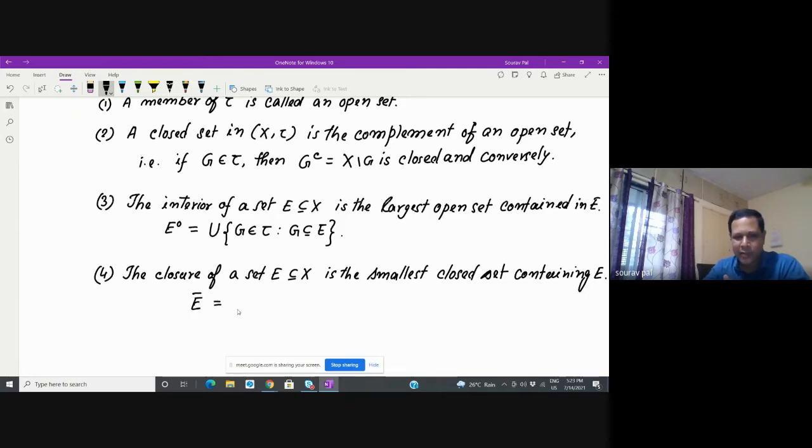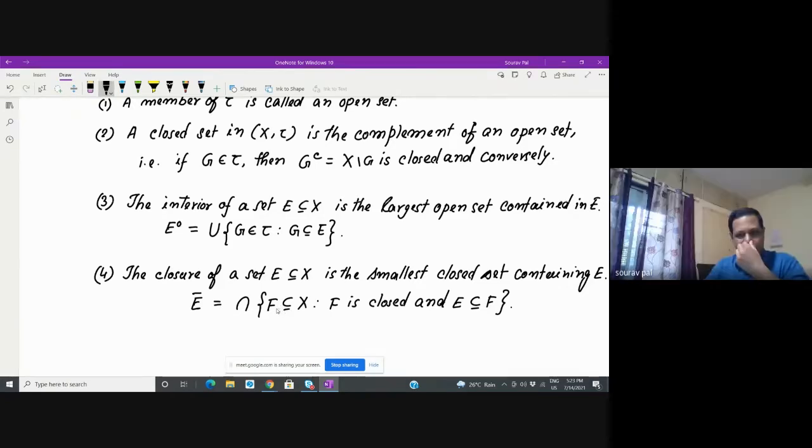So this is actually the intersection of all F subset of X, such that F is closed and E is a subset of F. You can easily verify that. This is the smallest closed set that contains the given set.